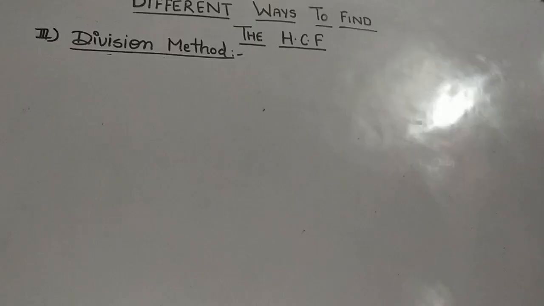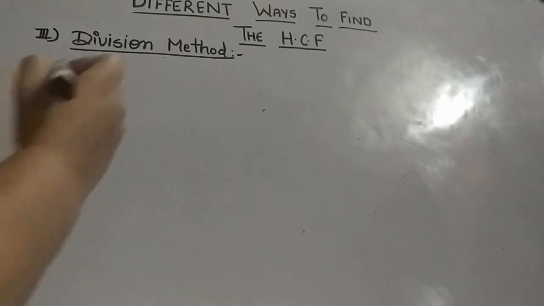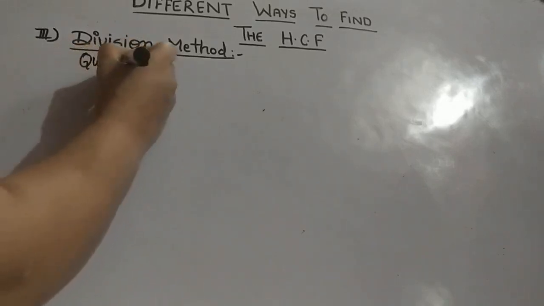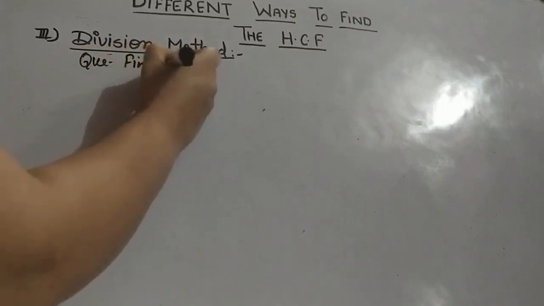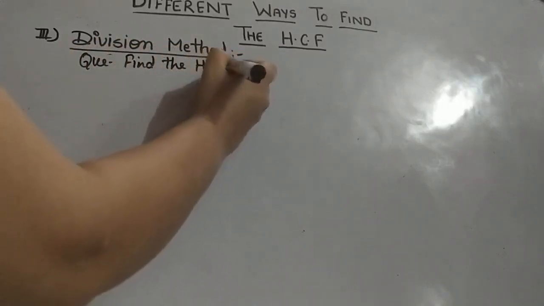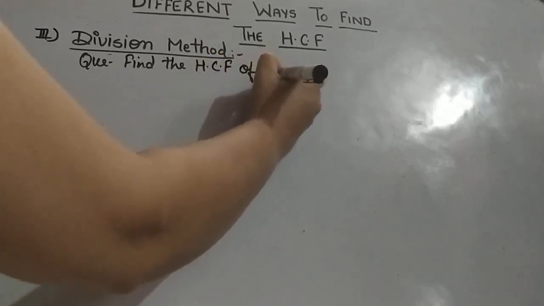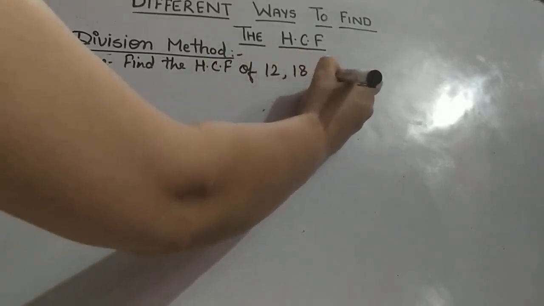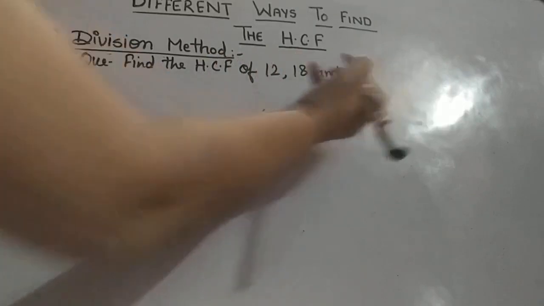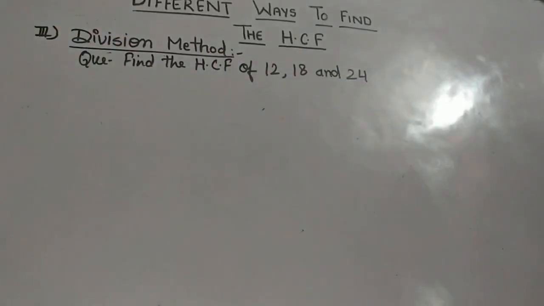The third method is the division method. It is easier for finding the HCF of large numbers, but we'll take the same question here. Find the HCF of 12, 18 and 24. To find the HCF of three numbers, first we will take the HCF of two numbers, that is 12 and 18. So step 1, divide the greater number by the smaller number.